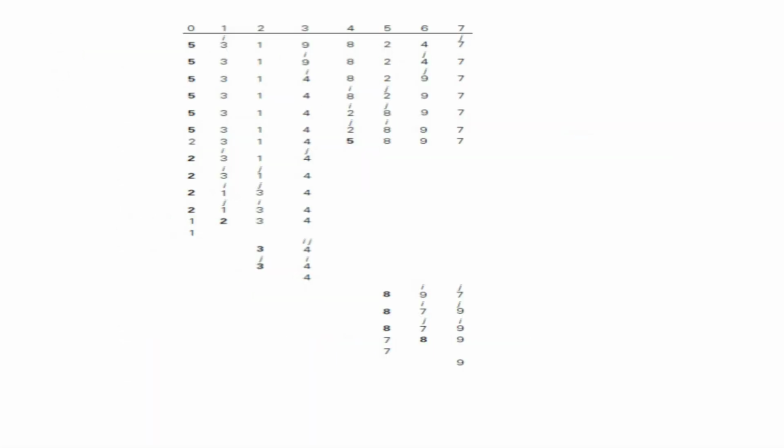Consider this example of 8 elements. We have the elements 5, 3, 1, 9, 8, 2, 4, 7, which need to be sorted by using quick sort. The first element is considered as your pivot element. i should point to the second element. So what is i? i is your left to right pointer, and j is pointing to the last element, which is your right to left scanner pointer.